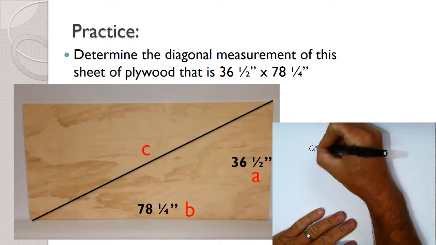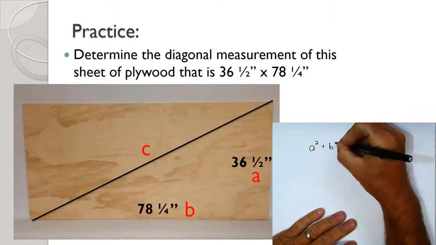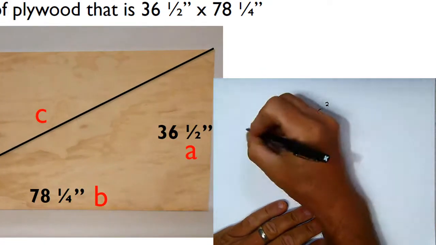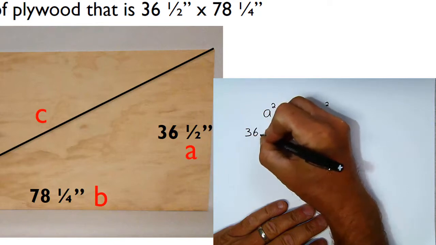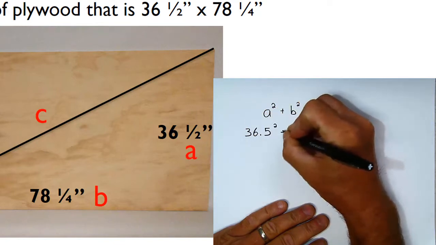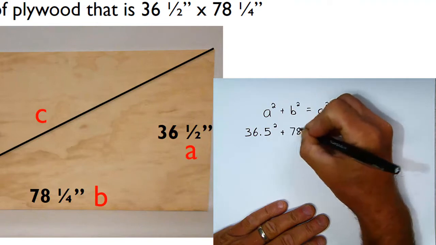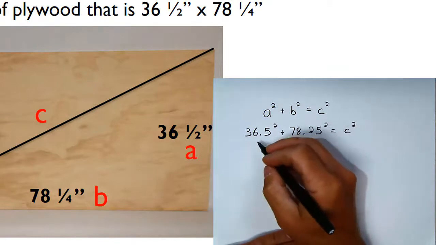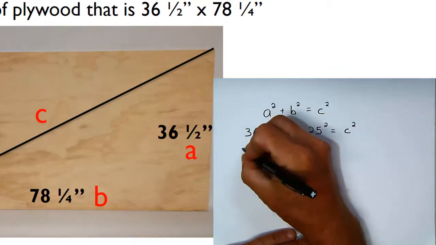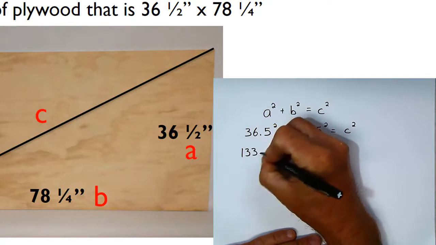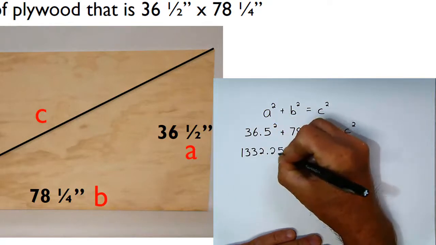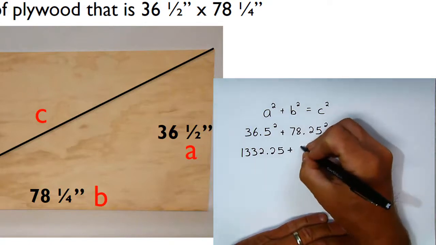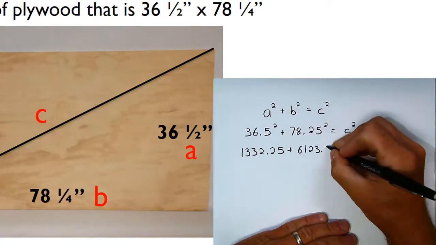So here again, we know that a squared plus b squared has to equal c squared. Let's fill in the values we know here. A is 36 1/2. We're going to call that 36.5. B is 78 1/4, so 78.25. Now we can square those. I'll trust you can do that on your calculator. 36 1/2 times itself gives us 1,332.25. 78.25, when we square it, gives us 6,123.06.